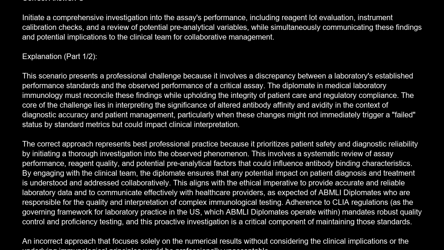By engaging with the clinical team, the diplomate ensures that any potential impact on patient diagnosis and treatment is understood and addressed collaboratively. This aligns with the ethical imperative to provide accurate and reliable laboratory data and to communicate effectively with healthcare providers, as expected of ABMLI diplomates who are responsible for the quality and interpretation of complex immunological testing. Adherence to CLIA regulations, as the governing framework for laboratory practice in the U.S., which ABMLI diplomates operate within, mandates robust quality control and proficiency testing, and this proactive investigation is a critical component of maintaining those standards.